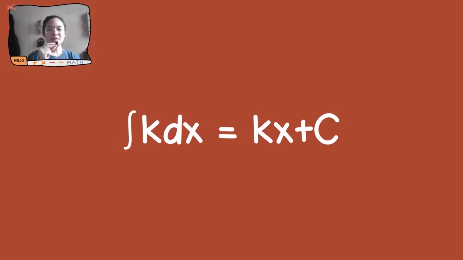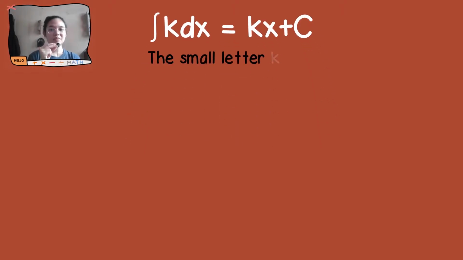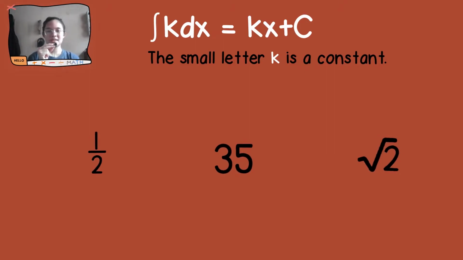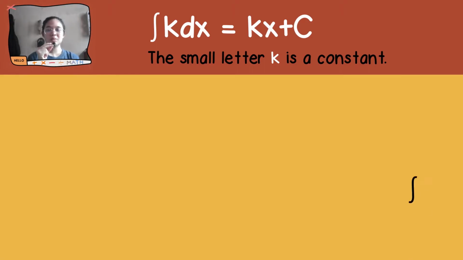Let us go ahead and delve deeper into the first rule, which is the indefinite integral of a constant, and it is denoted by this equation. The small letter k is called a constant, and a constant is defined as a fixed value or any value that cannot be changed. The examples are fractions, whole numbers, and radicals. Let us go ahead and solve the first problem where we could apply the first rule.